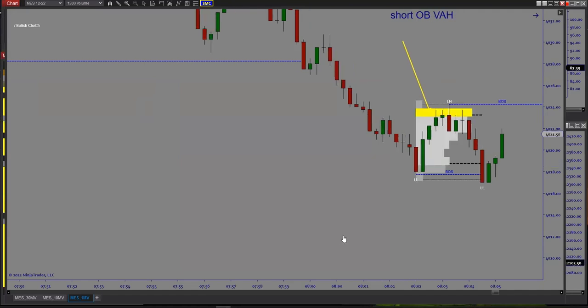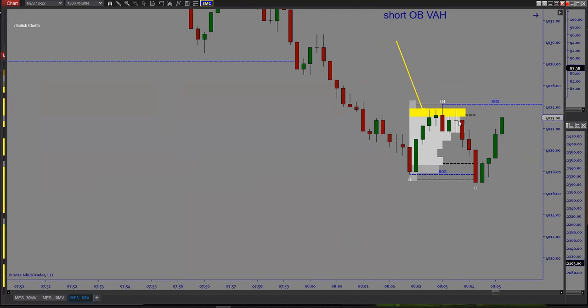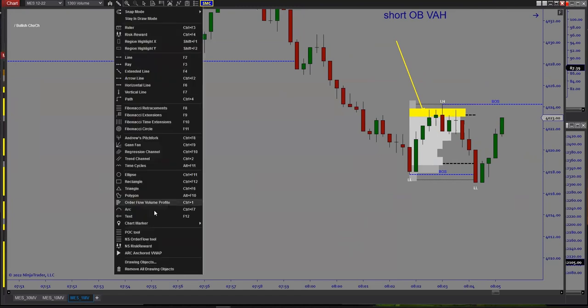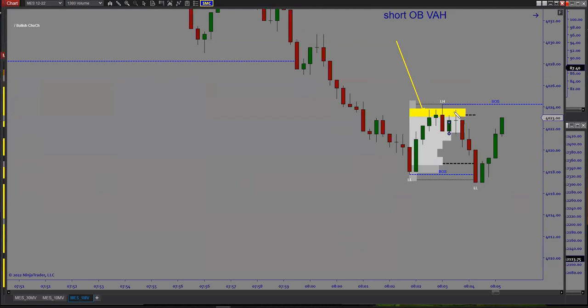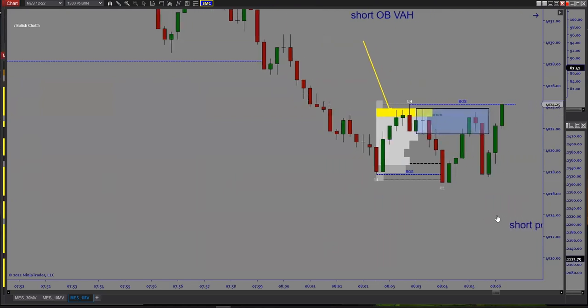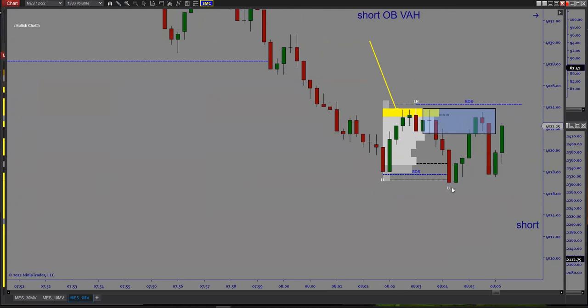There it is. So let's come back up and you'll see that it tagged the point of control, right? And the last up bar that was tagging the value area high. Let's just draw this. This is what we call a double whammy. These are two of the setups on top of each other, right? That's the trade. Okay. That's a good day trade. That's a scalp. The target is the swing low, right?